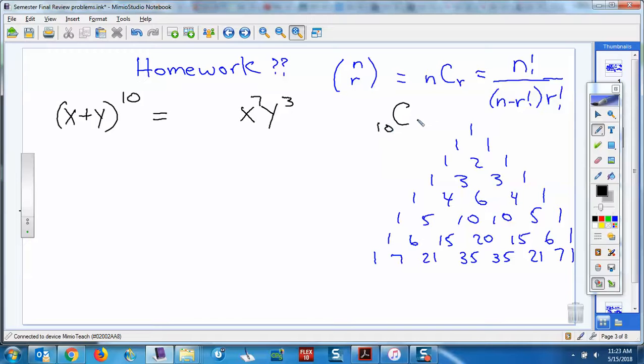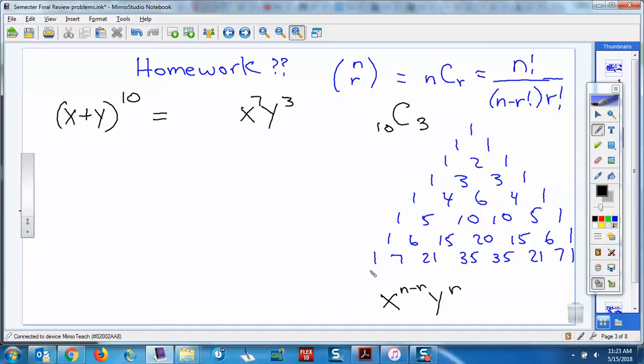10C3. It matches with this number. Remember, this is to find the term x to the n minus r, y to the r. So y to the r, that number right there, that's what we're looking at. Remember, that starts 0, 1, 2, 3. So we're looking for 10C3. That will give us the fourth term of this number.